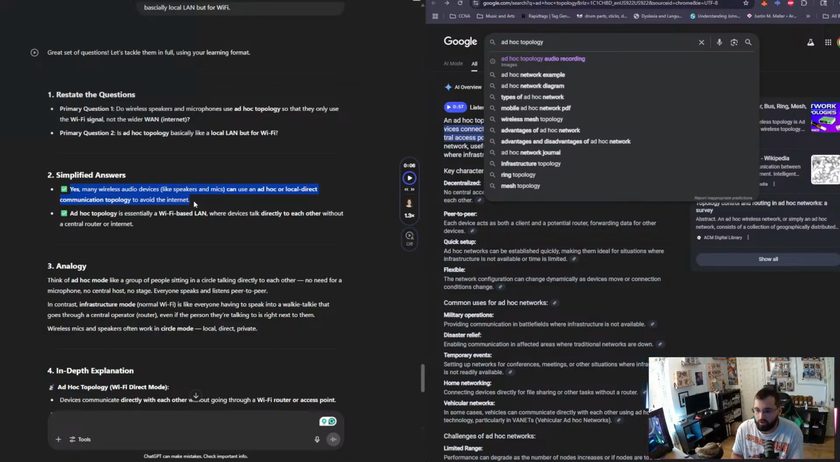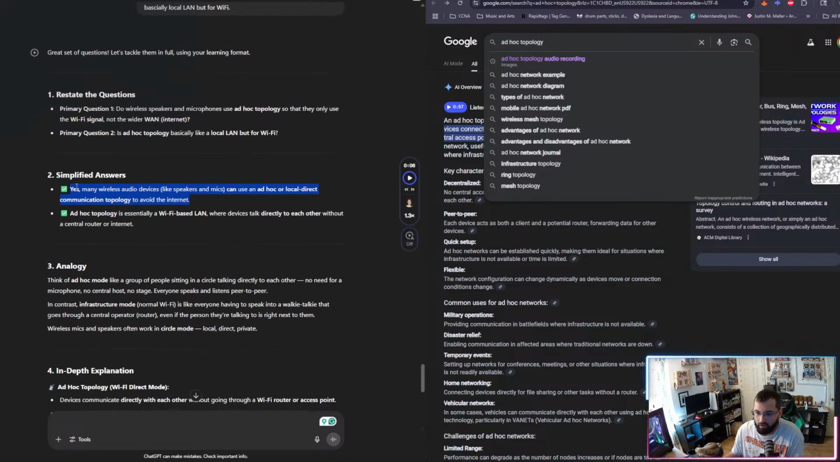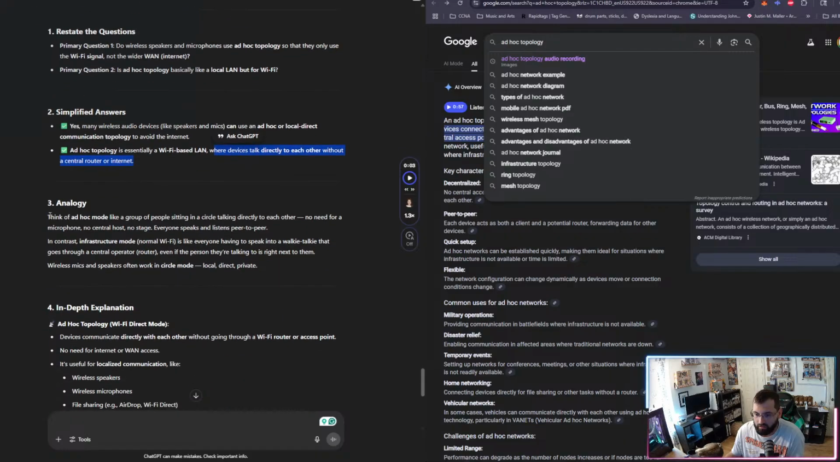I've always wondered what that was called, because I was so sure that it was called something. So it is called something. It's called the ad hoc topology. Yes, many wireless audio devices, speakers, mics can use ad hoc or local direct communication topology to avoid the internet. Ad hoc topology is essentially a Wi-Fi based LAN. So it's just your LAN connection, but through Wi-Fi, where devices talk directly to each other without connecting to the central router or the internet.